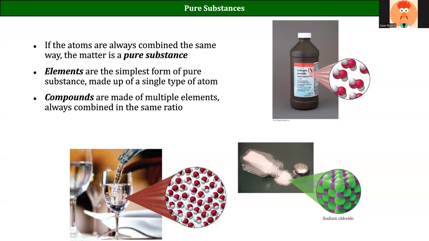If you have a mixture of two different elements, but not in the same exact ratio, it's not a compound. It's a mixture. And it's not a pure substance. So I guess I should have specified here on our flowchart. Matter is either a pure substance or it's a mixture. And out of our pure substances, you can have elements or you can have compounds.